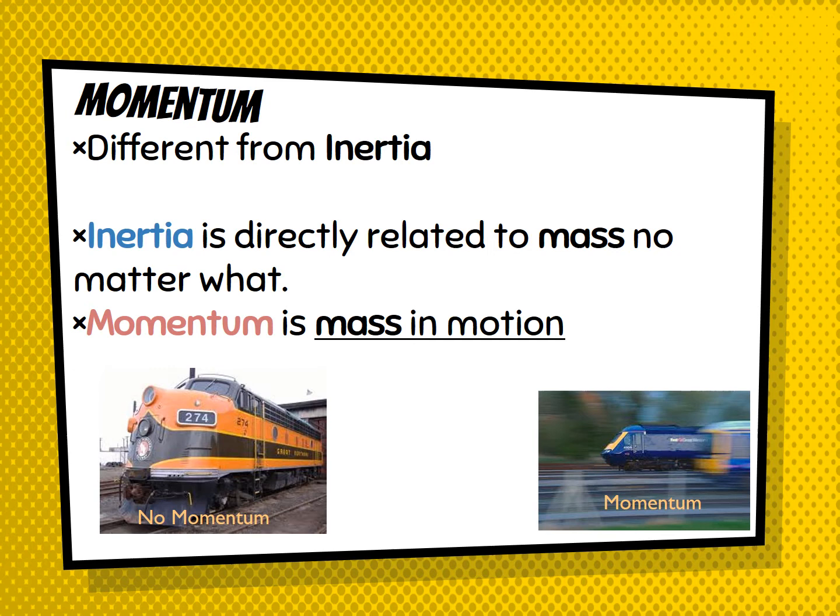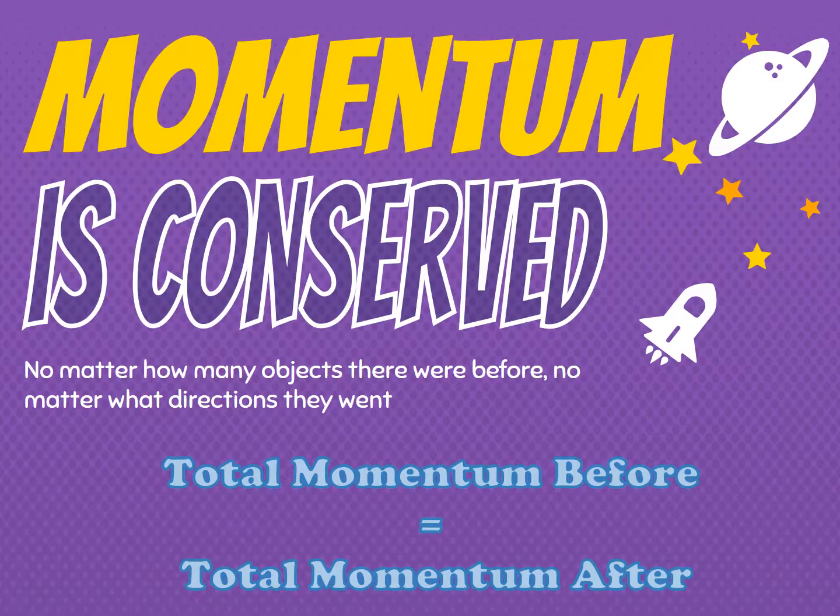The second freight train, which is more blue, has momentum because it's moving, and it still has inertia because it has mass. It will have more momentum the faster it goes. So if it has a very high velocity, then it is going to have a lot of momentum. If it has less velocity, then it will have less momentum.